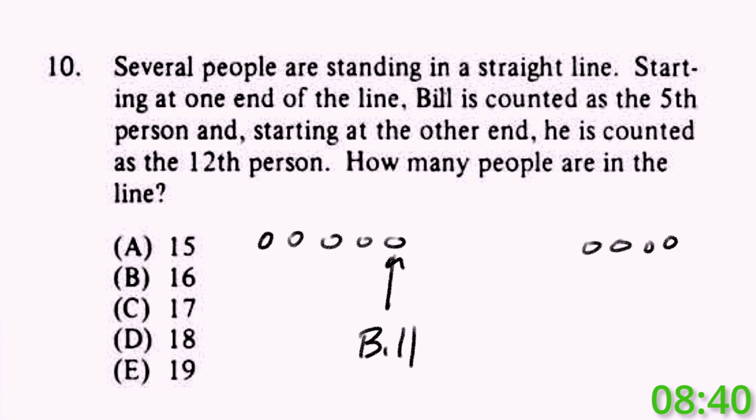So 1, 2, 3, 4, 5, 6, 7, 8, 9, 10, 11, 12. So, okay, how many people are in the line? 1, 2, 3, 4, 5, 6, 7, 8, 9, 10, 11, 12, 13, 14, 15, 16 people. 16 people. B, 16.